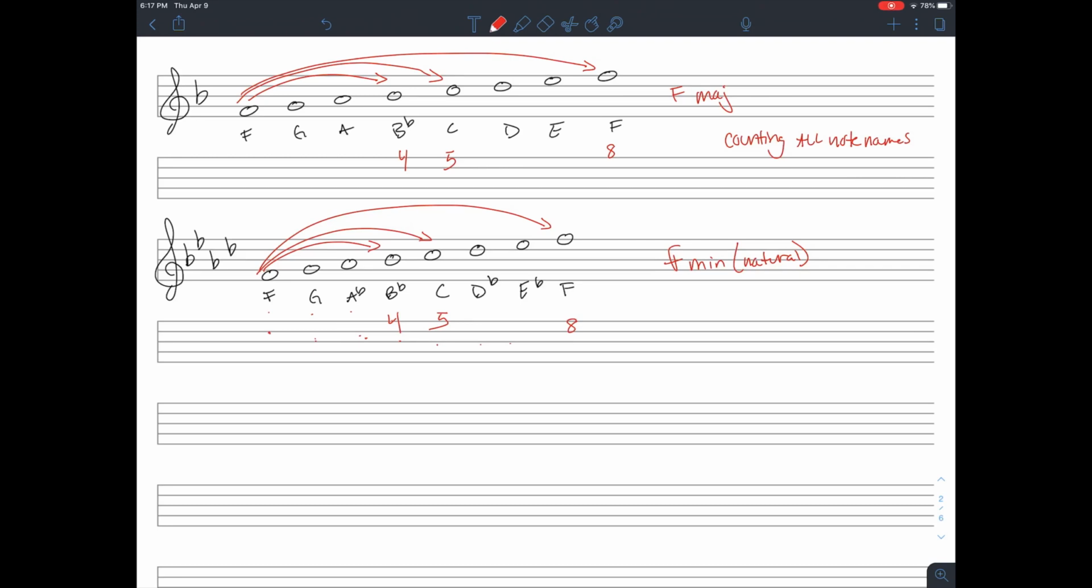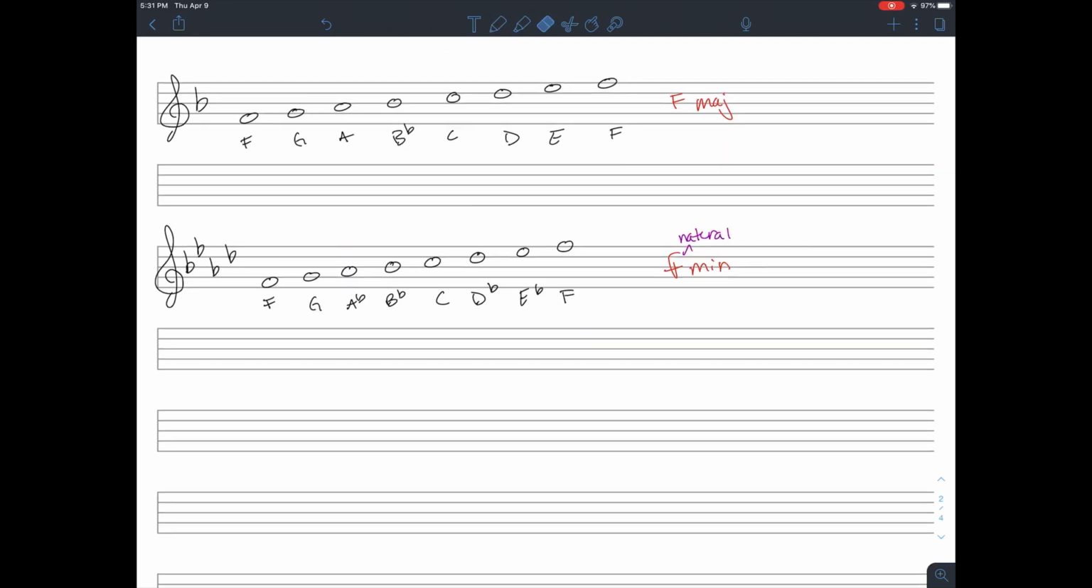Now, in F major and F minor, those are pretty much always going to be perfect. Perfect fourth, perfect fifth, and perfect octave. Let's talk about when they're not perfect. So we have an F to a B flat, which is a perfect fourth. Fourths can be perfect, augmented, or diminished. They're most likely, however, to be perfect or augmented.